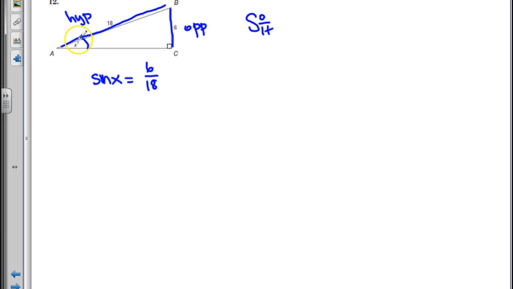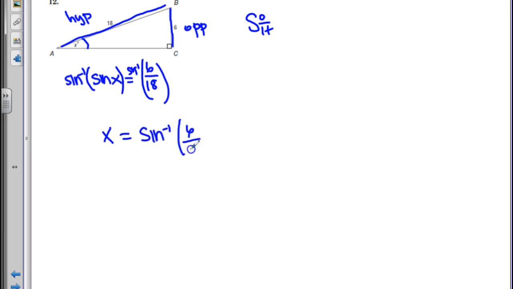All right, I want to find the value of this angle. Here's a cool thing. To get x by itself, we take sine inverse of both sides. So that to the -1 means inverse, sine inverse of both sides. So let me do it. All right, so now it looks like this: x equals sine inverse of 6 over 18.